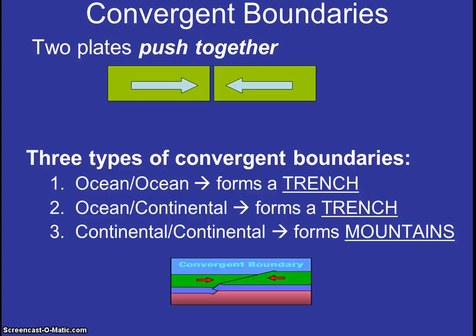When we did our model today, this was what was on the outside. The outside slits represented a trench, and we had that forming. We had a trench forming when the oceanic crust subducted down underneath of the continental crust. And then when we have continental and continental, it forms mountains.